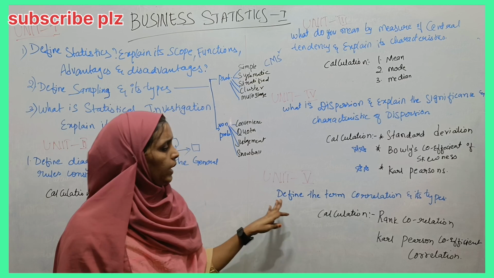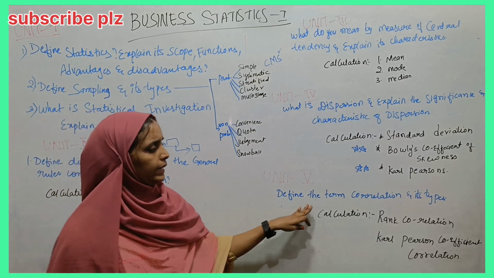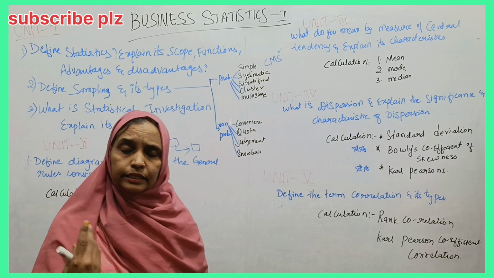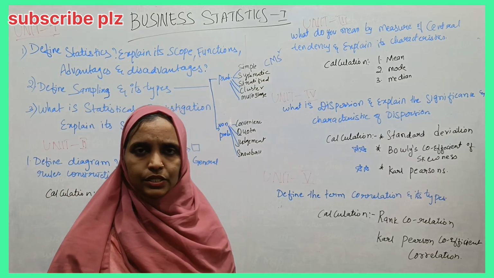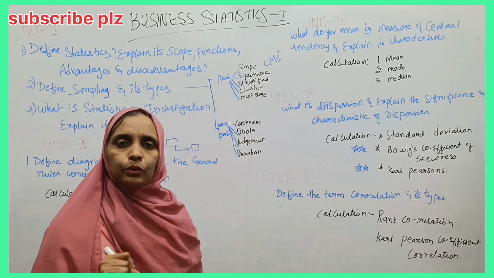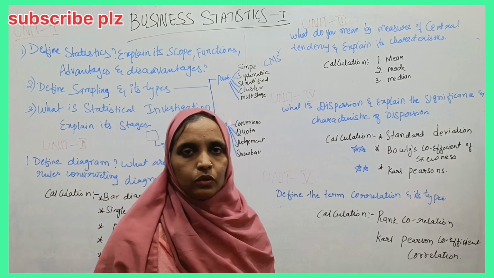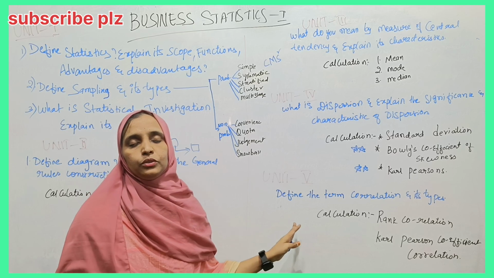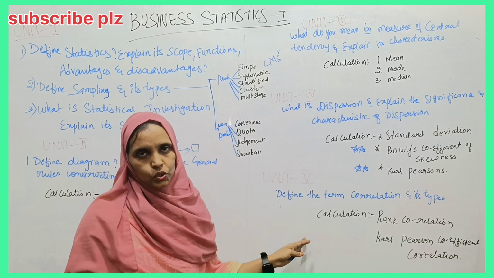Fine. And come to the fifth unit: define the term correlation and its types. You have to tell them the meaning of correlation and the different types of correlation. You have to draw it in a pie chart, and explain one by one. But mostly you can expect a practical question only.